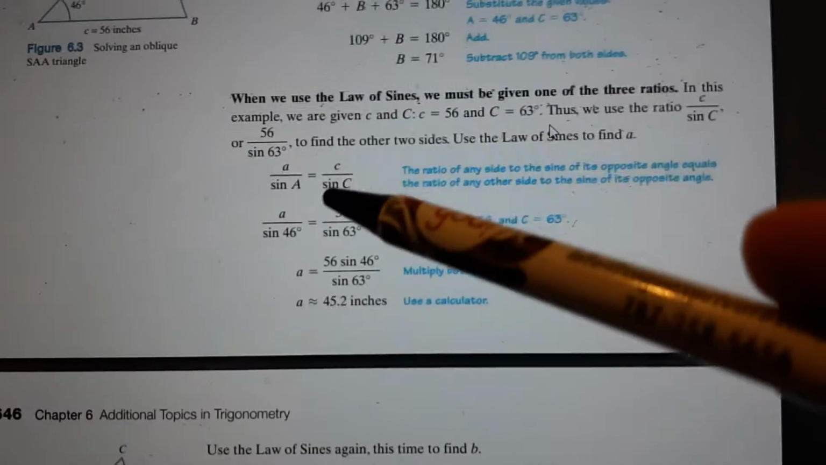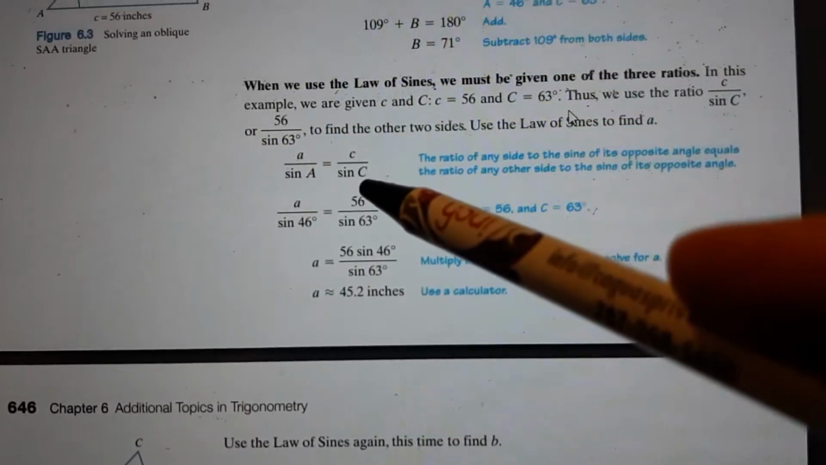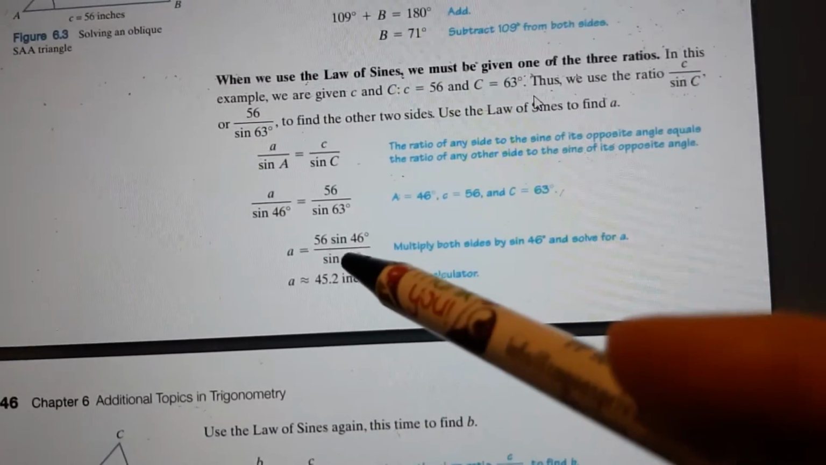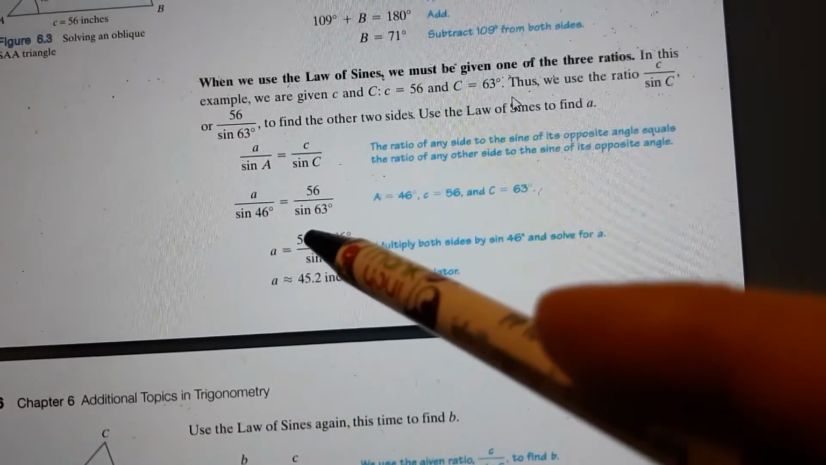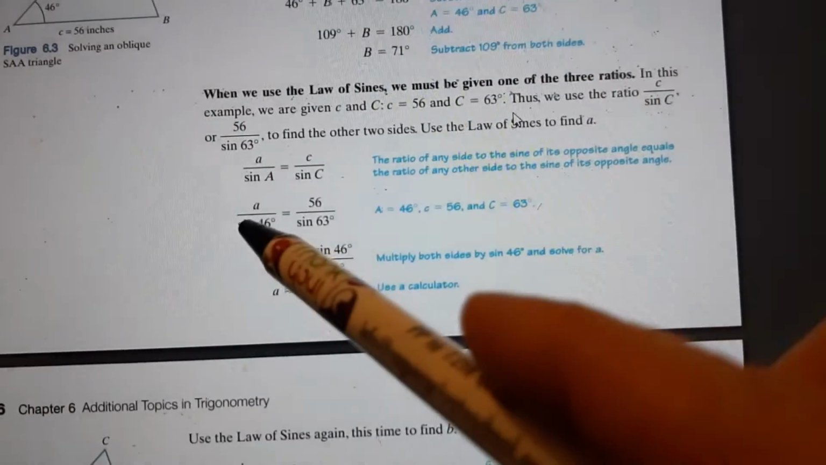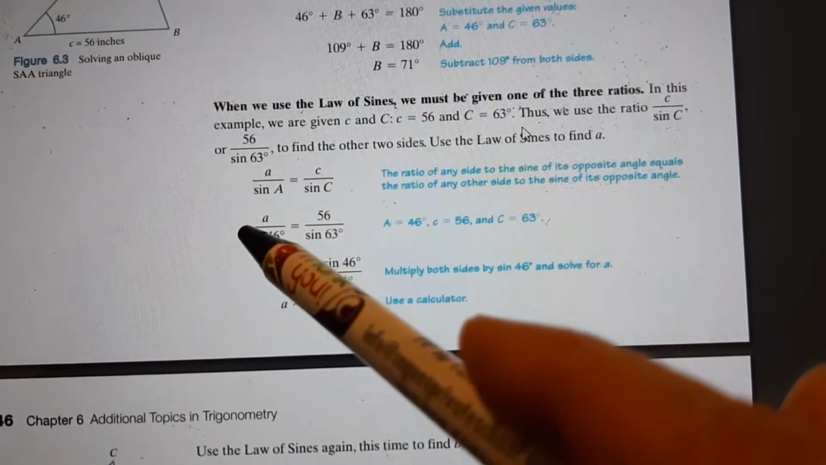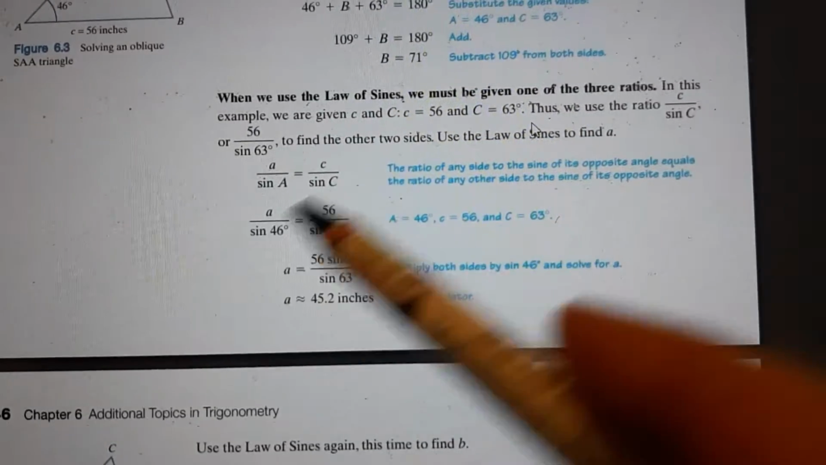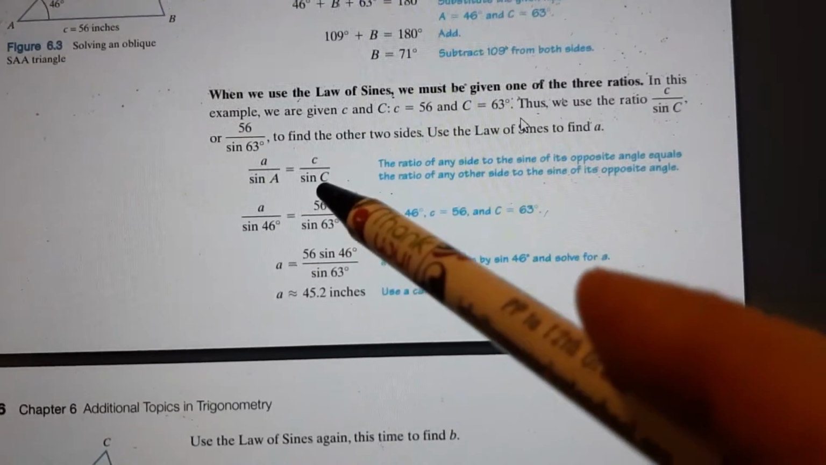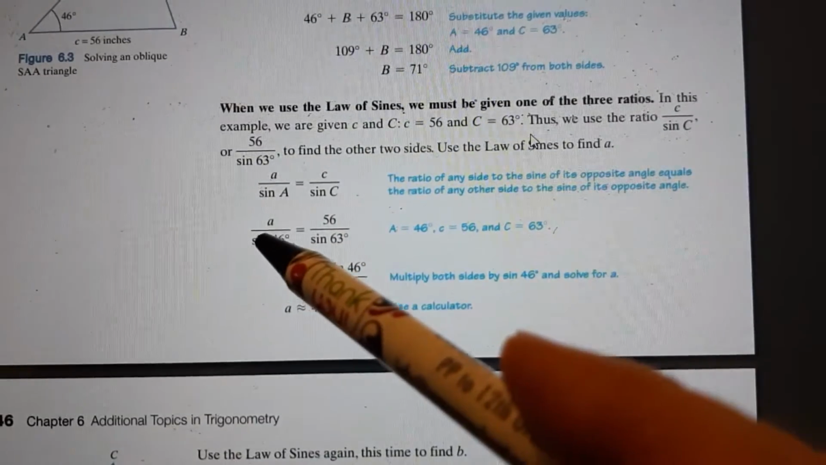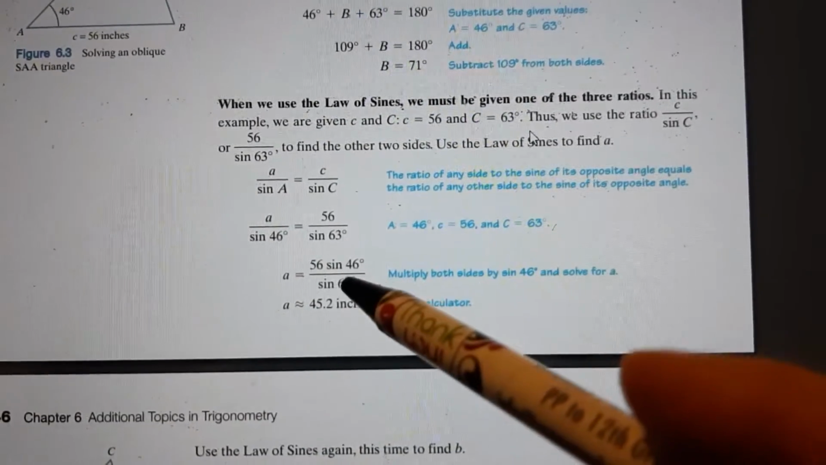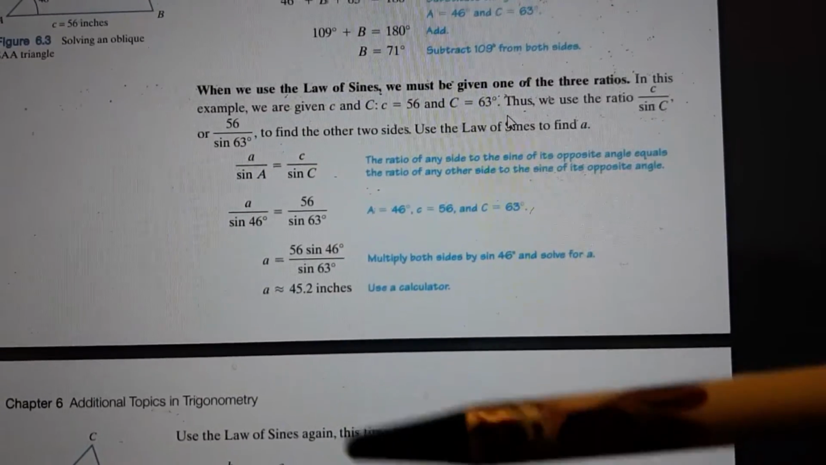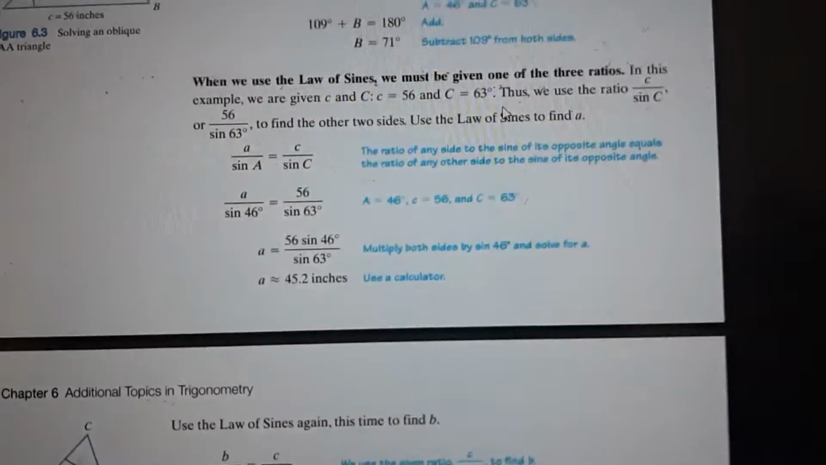Okay? And how do we do that? Now, here we go. Before we divide, we have to multiply sine of 46 to both sides in order to solve for the variable. So we multiply both sides, and A must be equal to 56 multiplied by the sine of 46 divided by the sine of 63, which is 45.2 inches. Like I said, we have to use a calculator. No more unit circle for now.